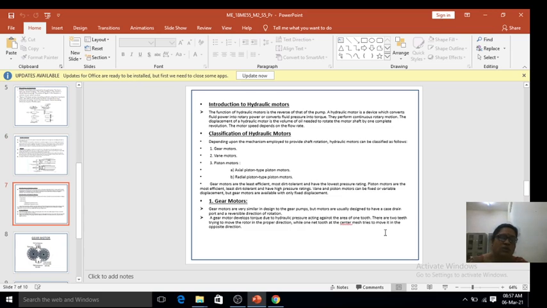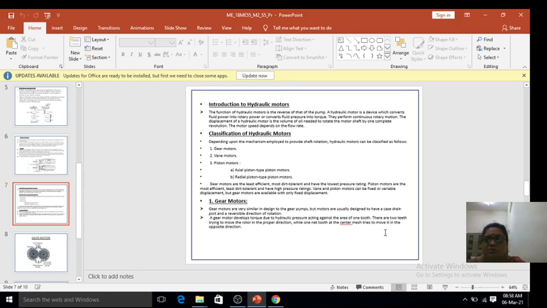The next topic is motors, that is hydraulic motors, which are just the opposite of pumps. The main function of the hydraulic motor is the reverse of that of the pump, as I told. Hydraulic motors are the devices which convert fluid power into rotary power, thereby converting fluid pressure into torque. They perform continuous rotary motion.